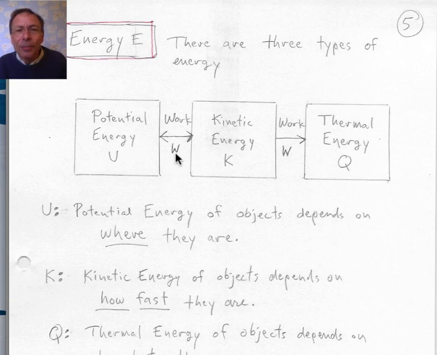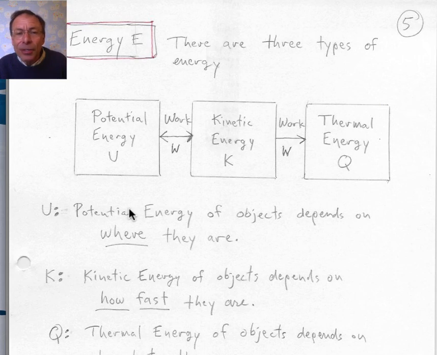I've got these three boxes for three different kinds of energy. And then I've also indicated work with these double-sided arrows. And so work is what changes one kind of energy into another kind of energy. And work also transfers energy from one place to another place. Okay, now let's look at the three kinds of energy.